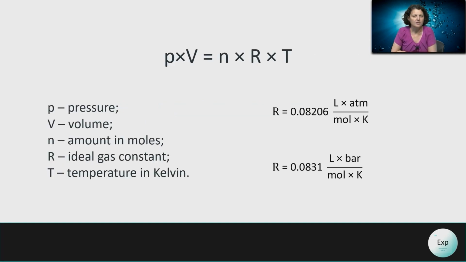For ideal gases, the ideal gas law states that pressure times the volume is equal to the number of moles times the gas constant times the temperature. And depending on which unit the pressure is expressed in, that constant may change. It could be either 0.08206 if the pressure is expressed in atmospheres, or 0.0831 if the pressure is expressed in bars. UPEC recommends the use of bar for pressure calculations.